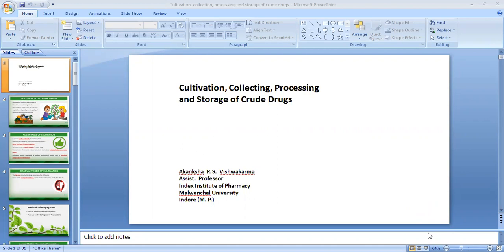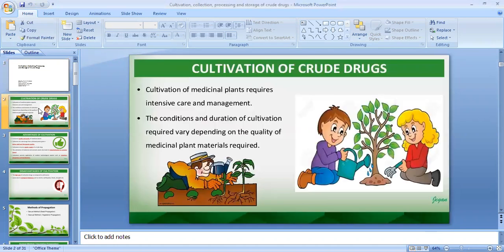I will focus on this topic: cultivation, collection, processing, and storage of crude drugs. So let's start the lecture. Cultivation of crude drugs. Cultivation of medicinal plants requires intensive care and management. The conditions and durations of cultivation required vary depending on the quality of medicinal plant material required.